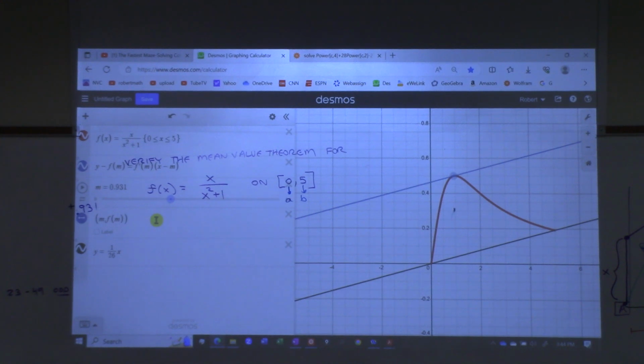Yeah, me too. So the mean value theorem says that as long as you've got continuity and you've got differentiability, then this will always happen. Why do they call it the mean value theorem? Right? It's a mean problem.